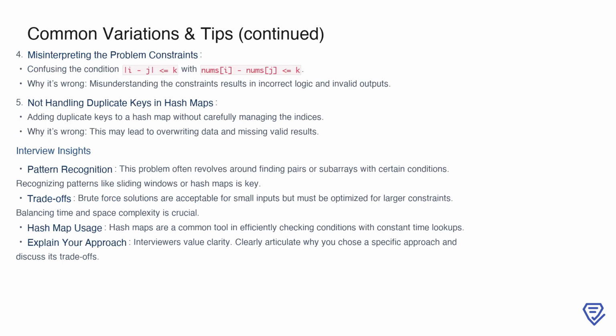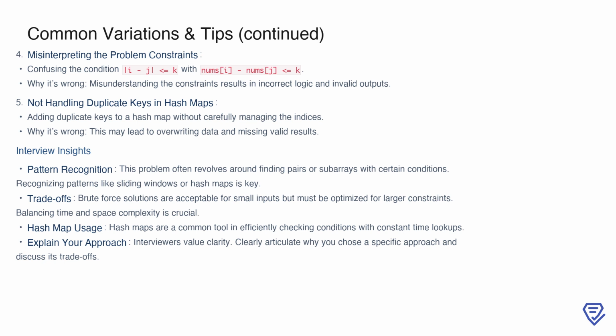Another pitfall is misinterpreting the problem constraints. For example, some may confuse the condition |i - j| <= k with nums[i] - nums[j] <= k. This misunderstanding leads to incorrect logic and invalid outputs. Likewise, not managing duplicate keys properly in hash maps can cause issues. If you overwrite indices or fail to track duplicates accurately, you risk missing valid results.